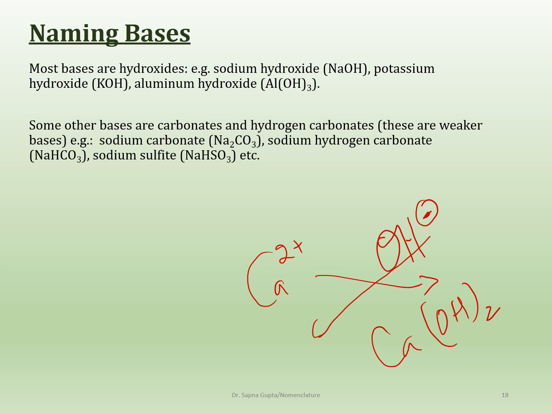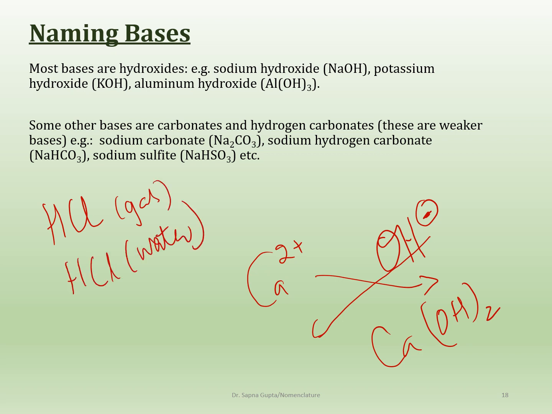Acids are a little bit different, as I said before. HCl is hydrogen chloride, but this is a gas. HCl in water is an acid. So two different things. But calcium hydroxide is a base, whether it is in water or not in water, it doesn't matter. So at least that part is easier for bases, okay?